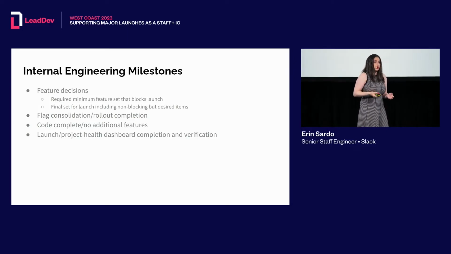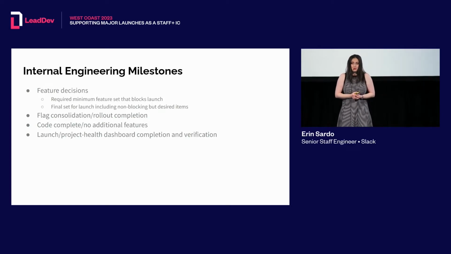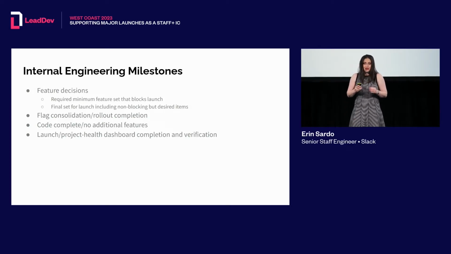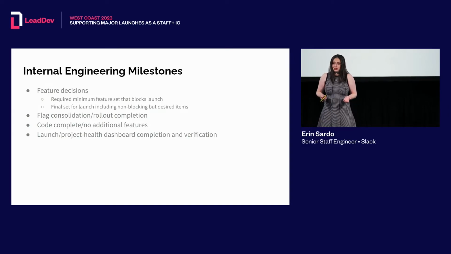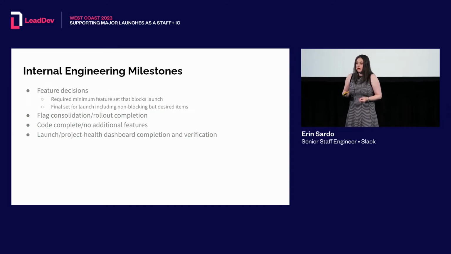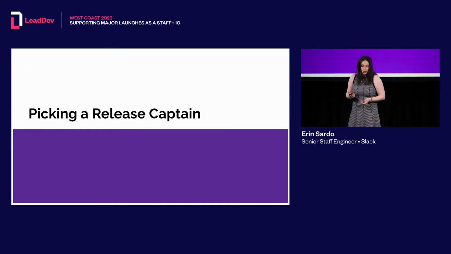Flag consolidation, how far in advance does that need to happen? Code complete, everyone here is familiar with. And then we talked about project health dashboards. That's something that should not be done 12 hours before launch where you just pray that everything actually worked out and all your metrics are actually working. You want to have that done ahead of time. How and when does that need to happen, and when are your feature DRIs actually contributing to that?